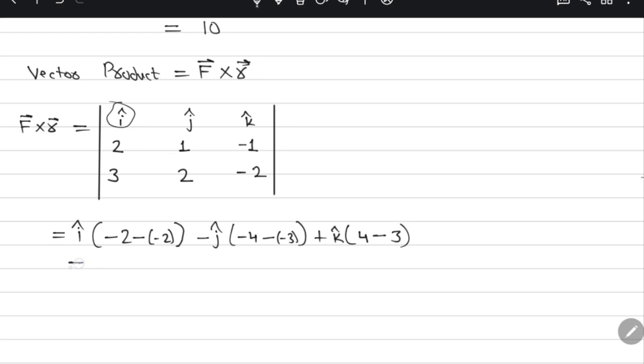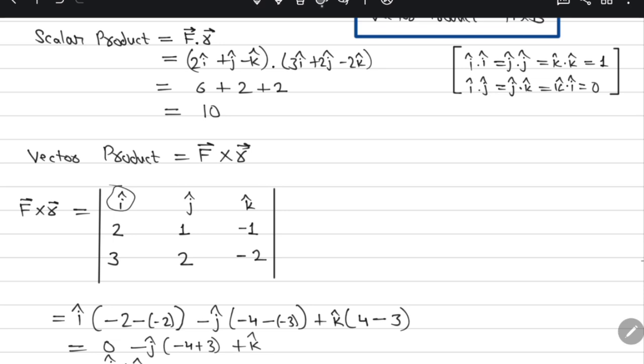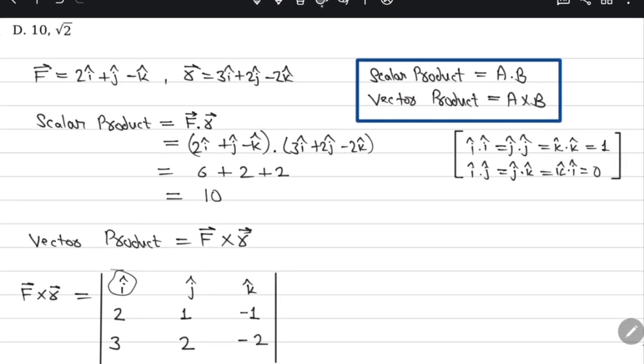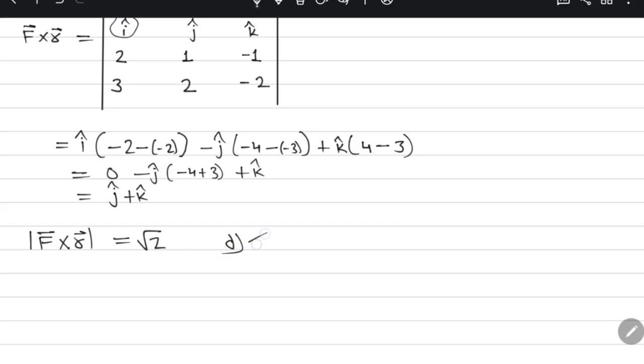So this comes out to be, this is plus 2 and minus 2, this becomes 0. So here it is minus J cap, this comes out to be minus 4 plus 3, and this comes out to be plus K cap. So here it comes out to be plus J cap plus K cap. And if you find the magnitude of it, this comes out to be root 2. Getting my point? So our answer is 10 and root 2. Which option is it? Option D. 10 and root 2, option D is correct.